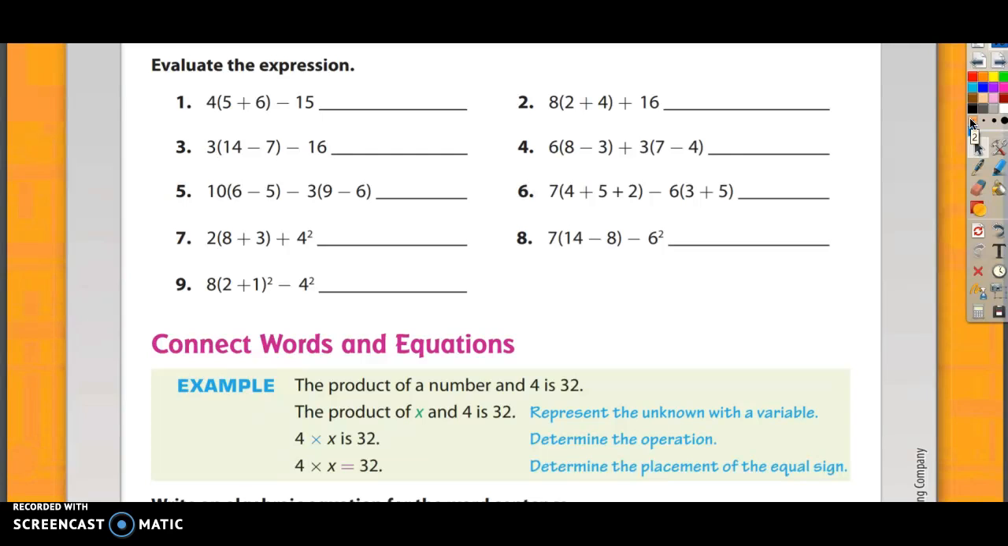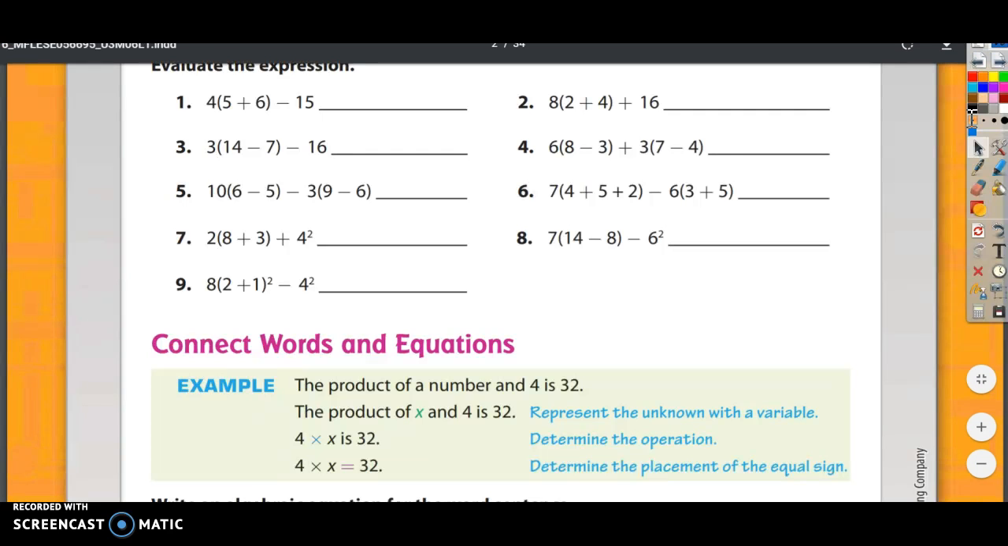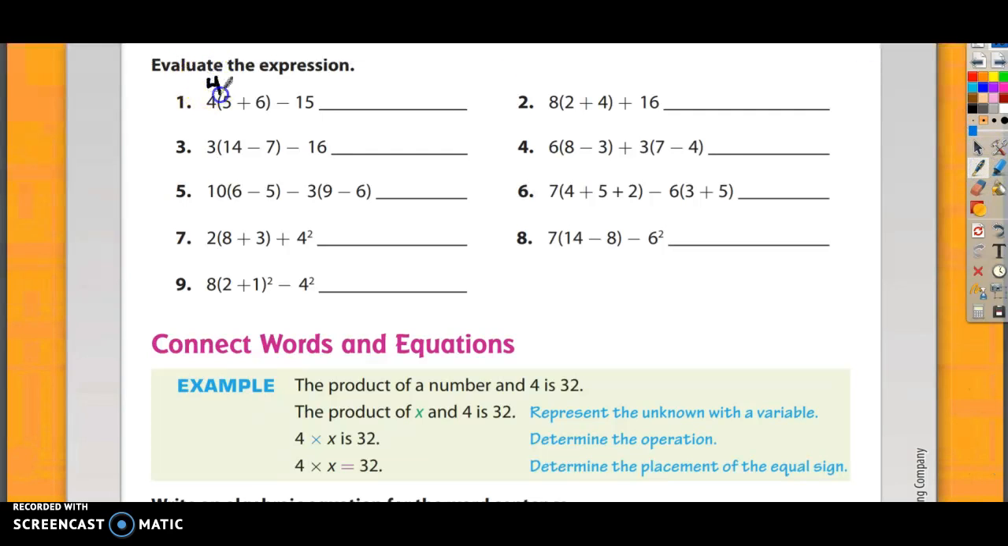All right, number 1. I've got 4 right next to 5 plus 6, which is 11. And 4 right next to 11 means 4 times 11. That's 44. So I've got 44 minus 15, and that's 29. Number 2, I've got 6 plus 2 plus 4, that's 6. And 8 right next to 6 is 48.